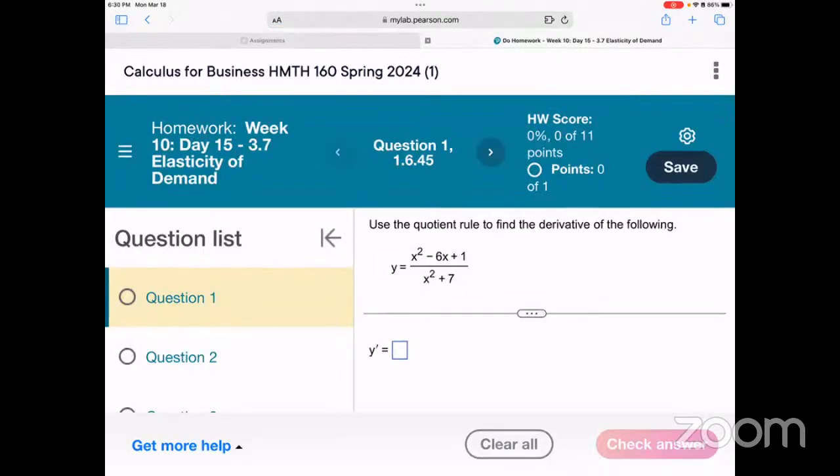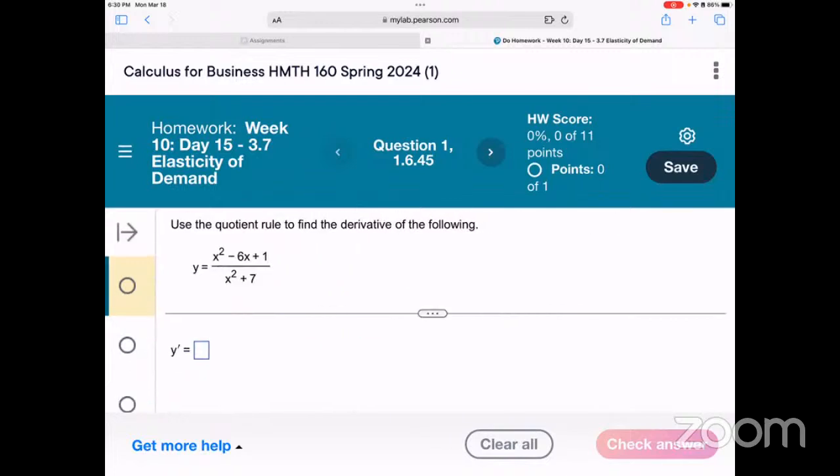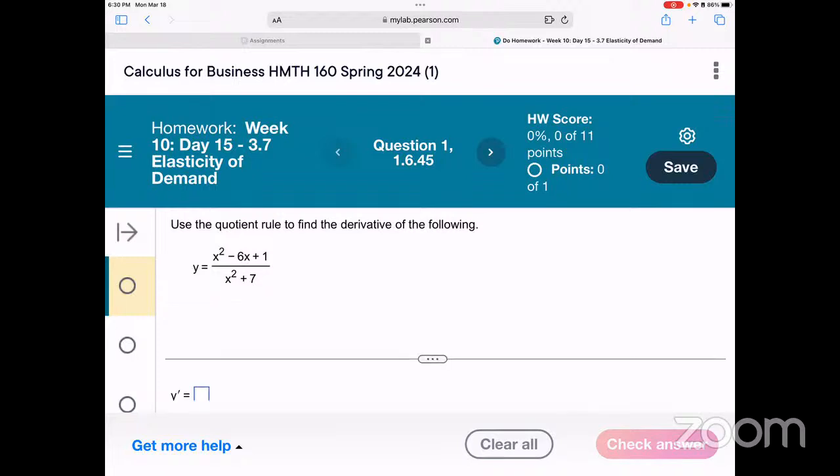Use the quotient rule to find a derivative. Can that be factored? No, it doesn't look like they cancel. Okay. I kind of want to skip this one, but let me just get a copy. This is like a review question, but I think we have time.